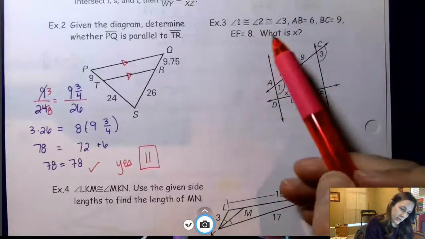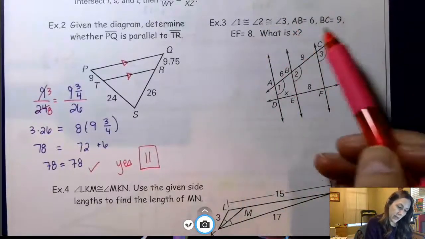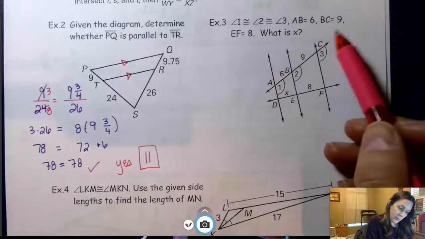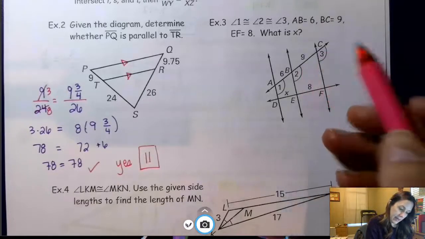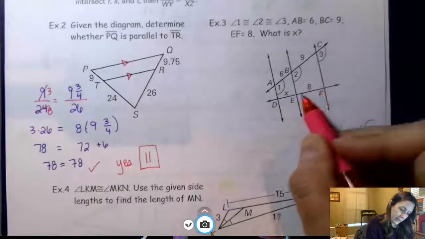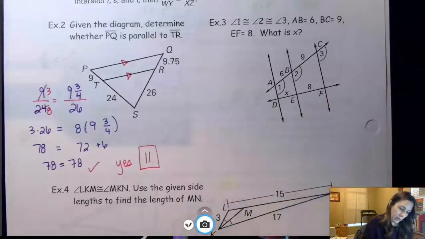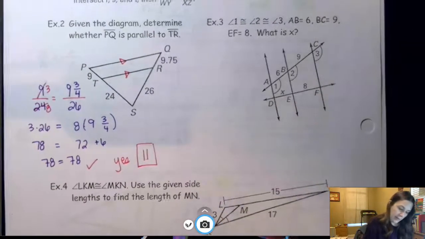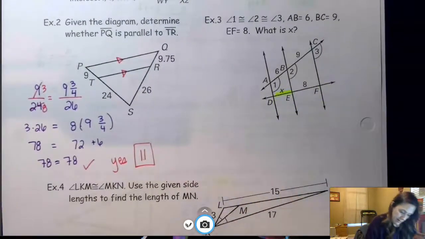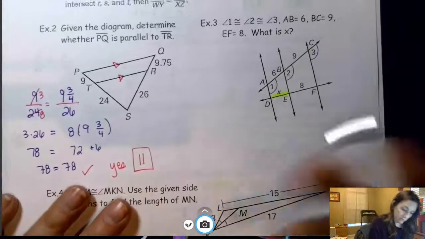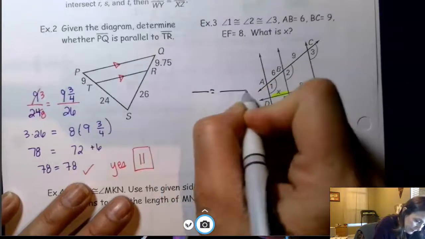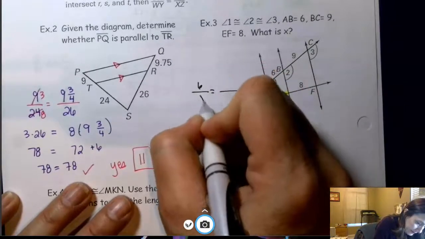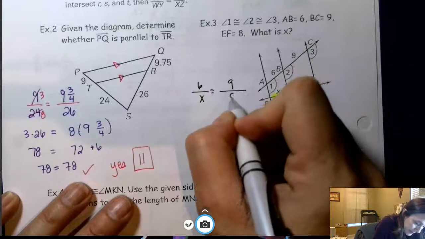Here, I know that 1, 2, and 3 are equal. I know that AB is 6. I know BC is 9. I know EF is 8. And I want to know what X is. X is this value right here. Visually, I can see a proportion. I'm going to set up this proportion. I'm going to do 6 over X equals 9 over 8.